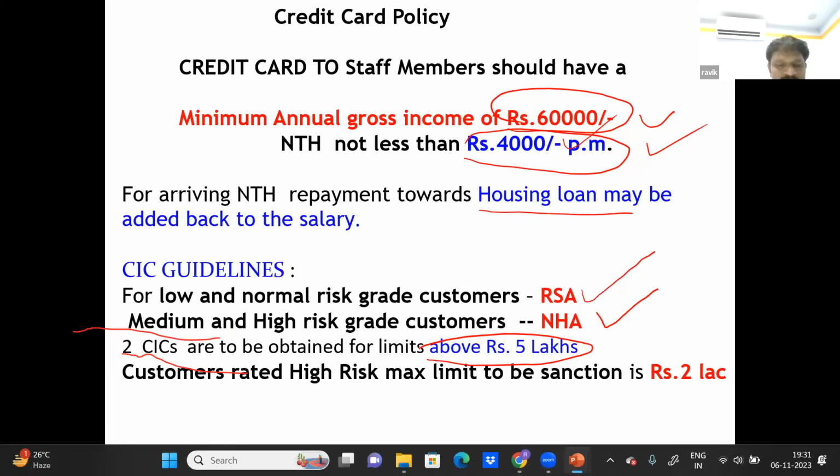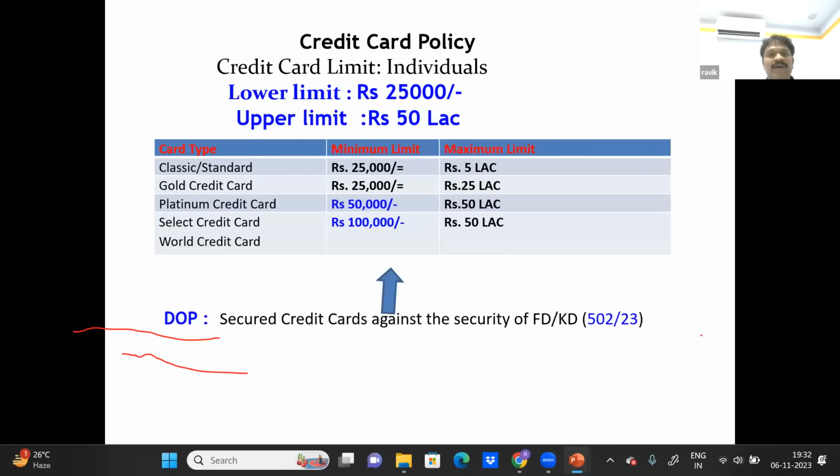Then, a customer rated high risk: still, a credit card can be sanctioned, but only 2 lakhs maximum. Now, credit card limits: how much will we give to individuals? Remember, minimum 25,000, maximum 50 lakhs.